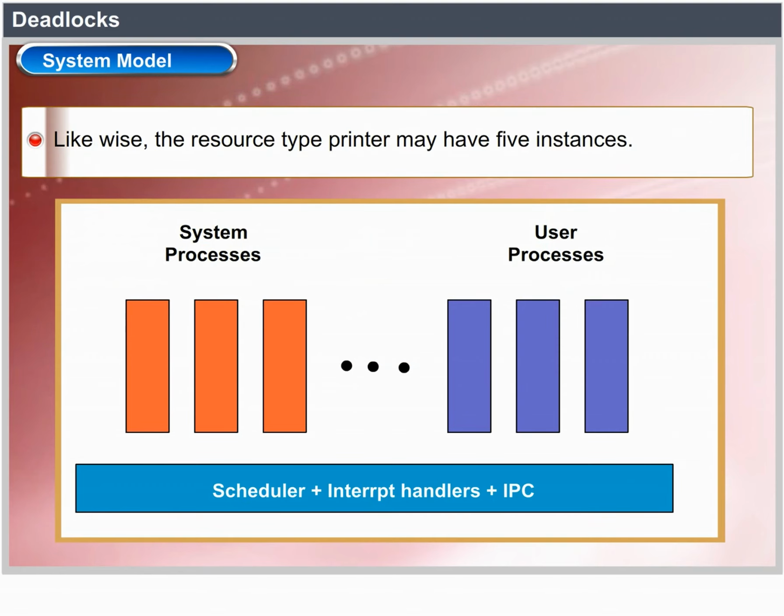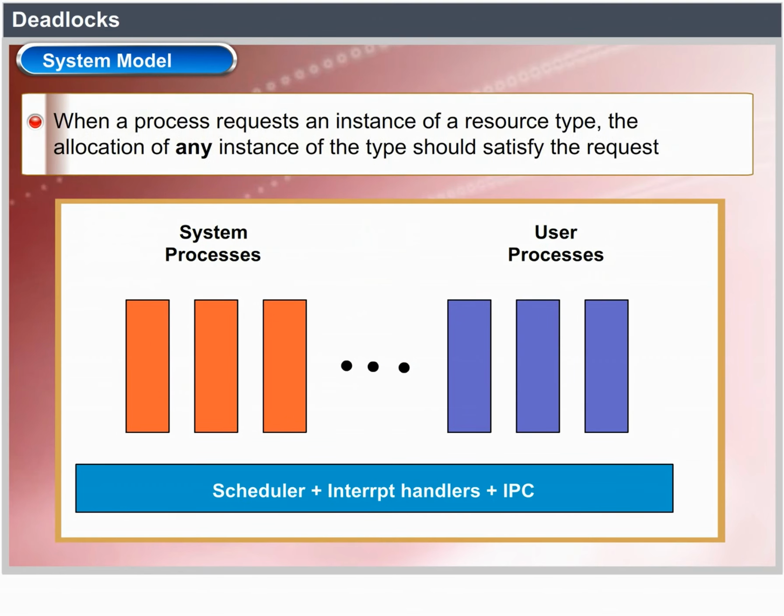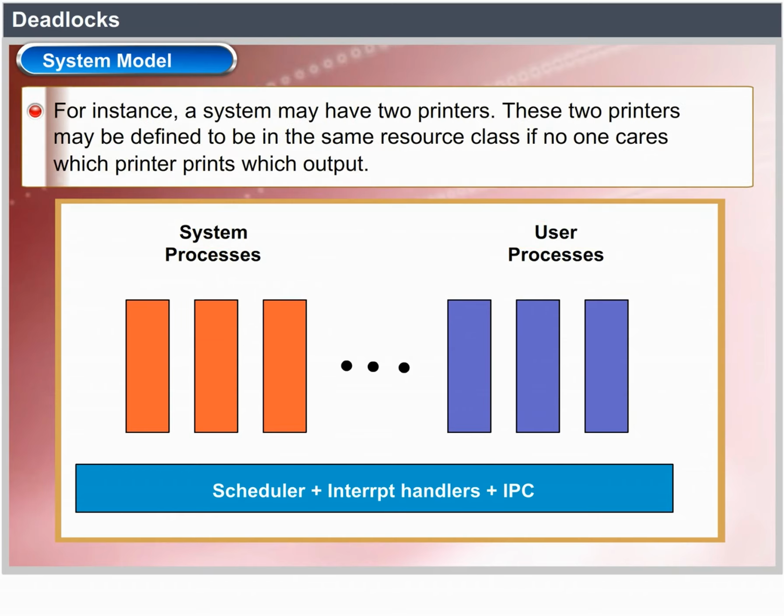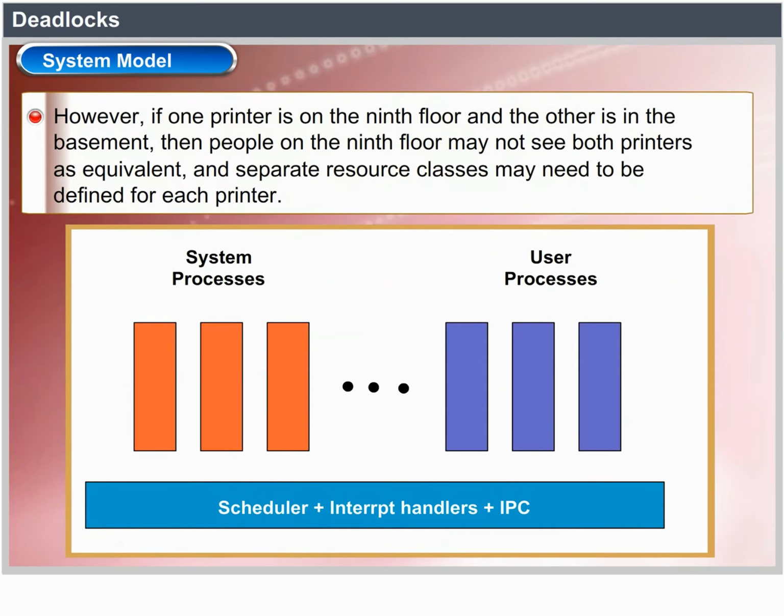If a process requests an instance of a resource type, the allocation of any instance of the type should satisfy the request. If it does not, then the instances are not identical, and the resource type classes have not been defined properly. For example, a system may have two printers. These two printers may be defined to be in the same resource class if no one cares which printer prints which output. However, if one printer is on the ninth floor and the other is in the basement, then people on the ninth floor may not see both printers as equivalent, and separate resource classes may need to be defined for each printer.